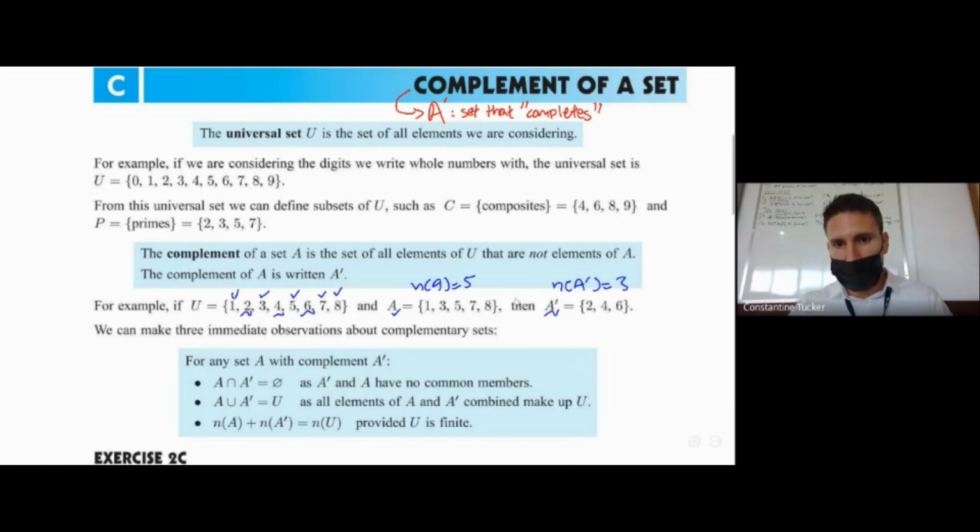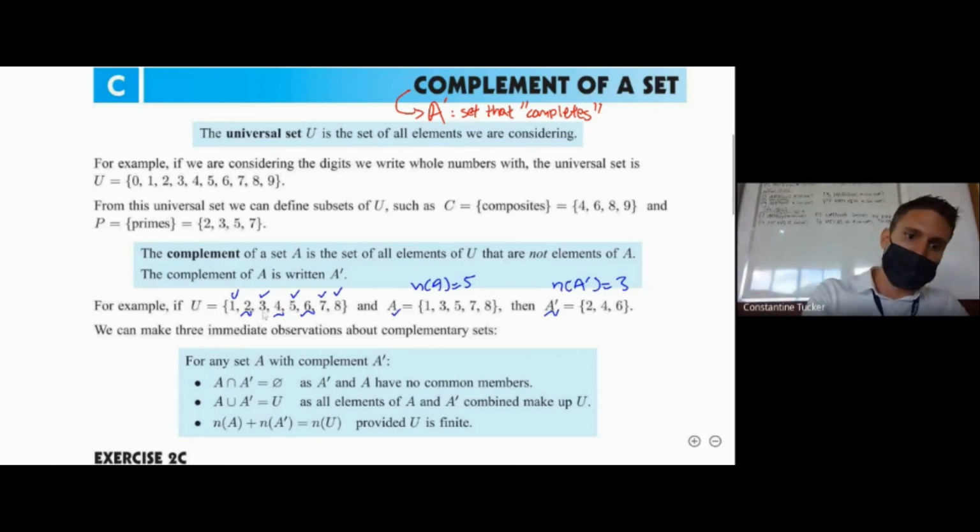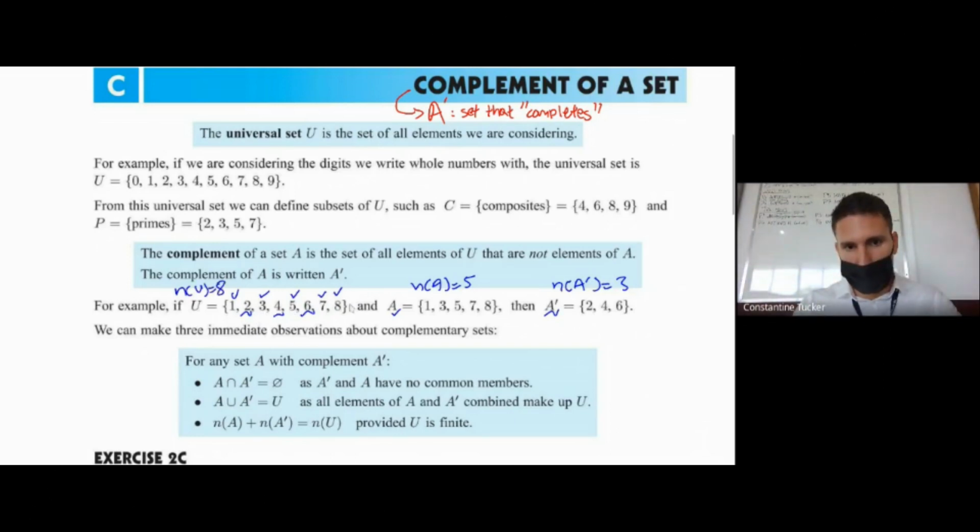Well, notice if we add the number of elements here, 5, to the number of elements here, 3, we get the number of elements in U, which is 8. If you add them all up, you get 8 here. If you count them, you've got 8. So that's what they are saying, provided that U is finite.